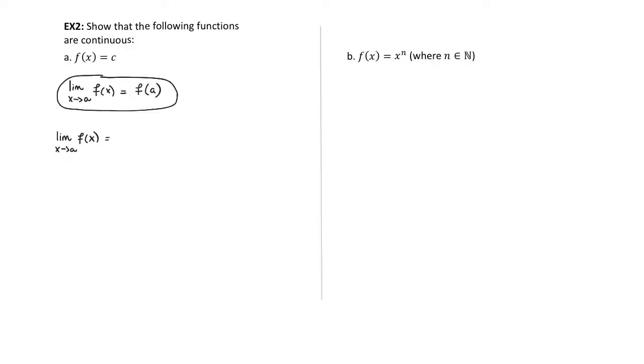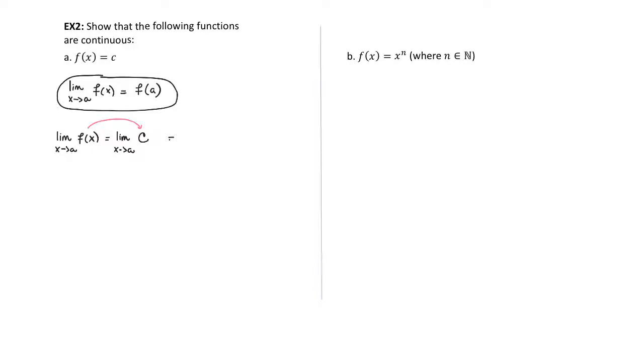We know f of x. So in this step, I will replace f of x with the expression, so with the number c. F of x is equal to c, right? This is how the function was defined. F of x is equal to c. So then I go, okay, what is the limit as x goes to a of a constant function?